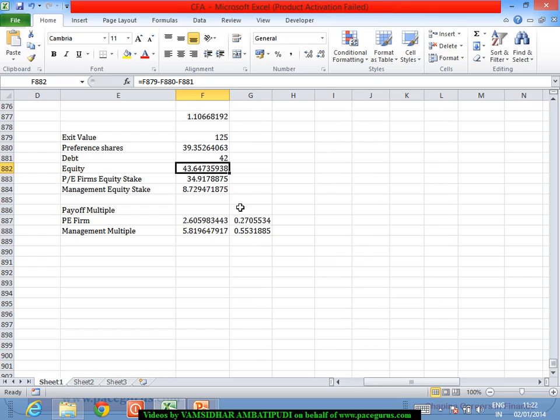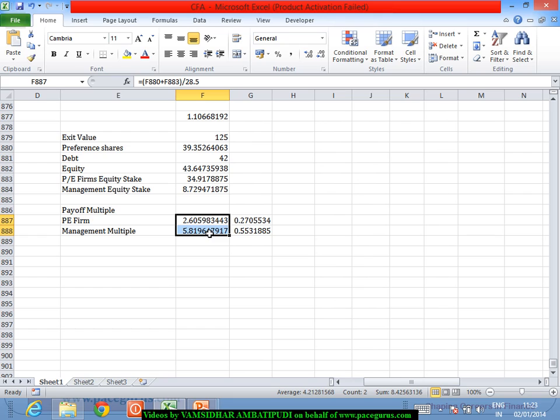So basically, deciding what the exit value should be will depend on three aspects: at what rate the earnings are going to grow, what the expected PE multiples are, and of course the exit period, and how much debt is getting paid off during this period. All these things contribute very heavily to deciding the exit value and the returns to the various stakeholders in the private equity investment process.